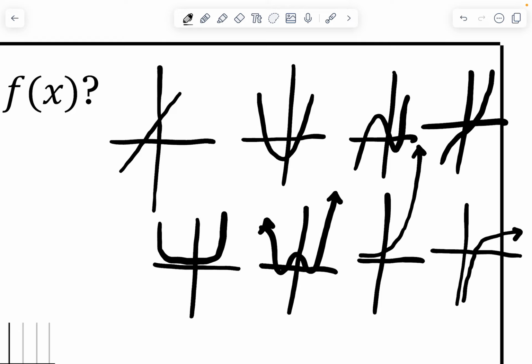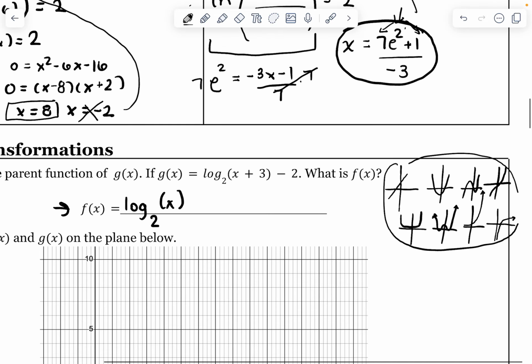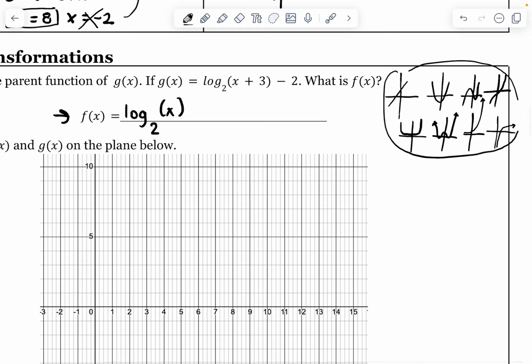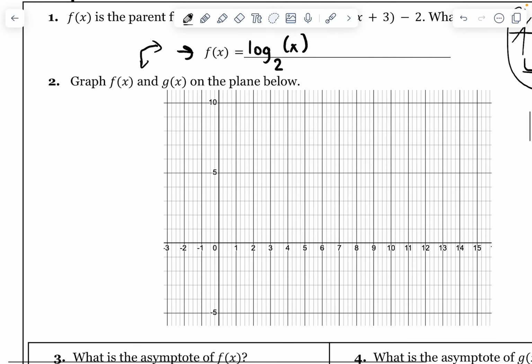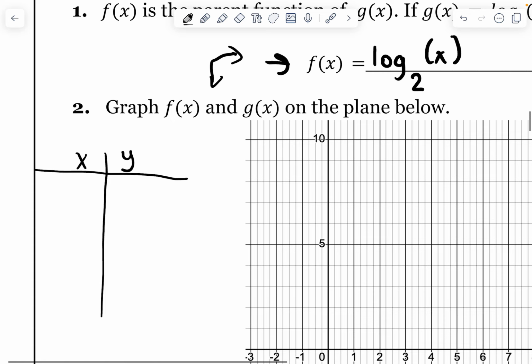Okay, so now that you have everything that an Algebra 2 student should know about graphing things, we can look back at the parent function and identify the shape, which is going to look something like that. And then you can make yourself a little table to help you. This is why I told you that if you didn't know how to evaluate logarithms, you should pause the video and go look it up.